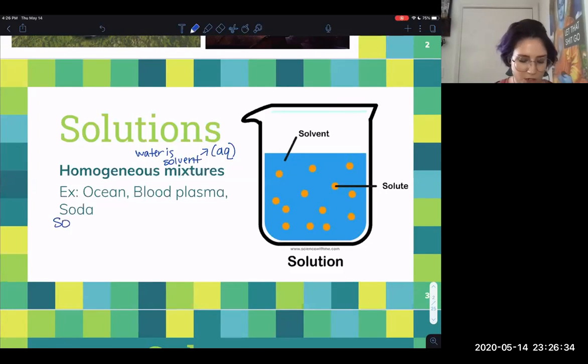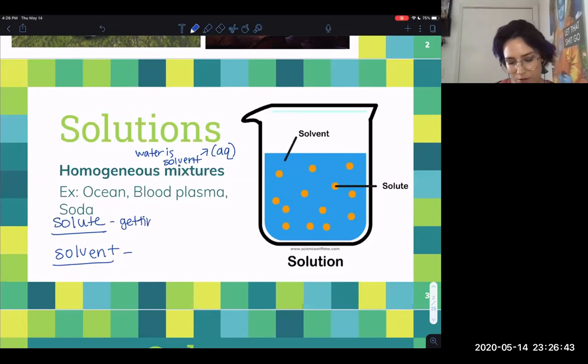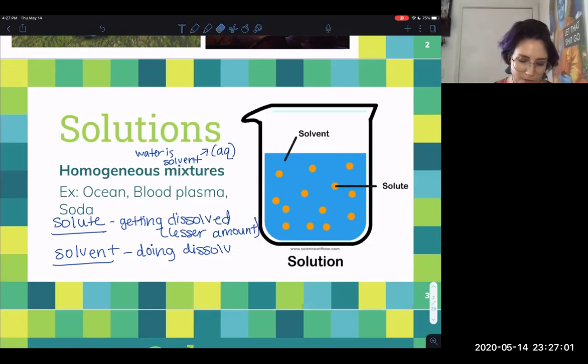There are two parts to a solution, the solute and the solvent. The solute is getting dissolved, and it's the lesser of the two. And the solvent is doing the dissolving. So when water is the solvent, we call it aqueous. It's the greater amount.